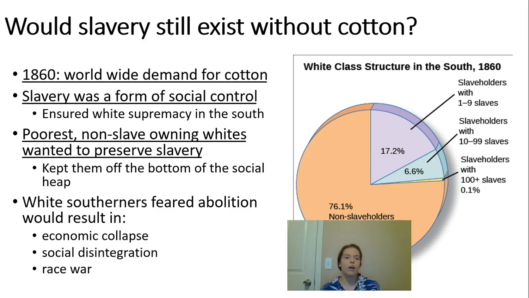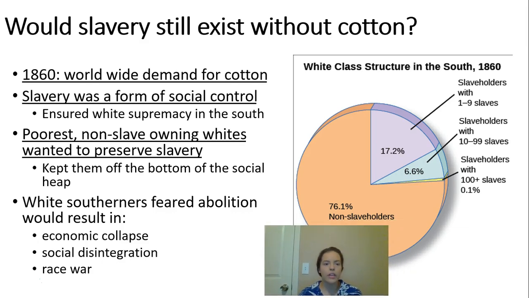So one thing we can also look at is, would slavery still have existed without cotton? We know that by 1860, there was still a worldwide demand for cotton. Cotton was going to be the number one material to make clothes, and so again, everyone's going to want it. We'll see another important thing is that slavery is going to be a form of social control, and this is especially important in the South just because it's going to ensure white supremacy.